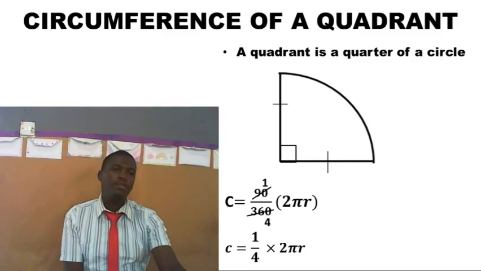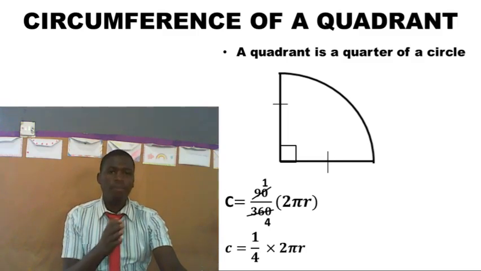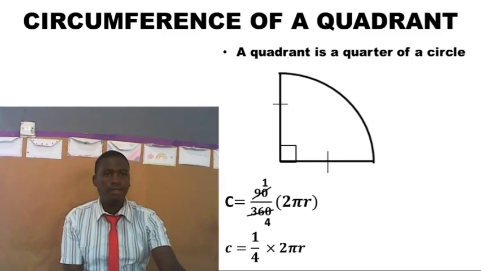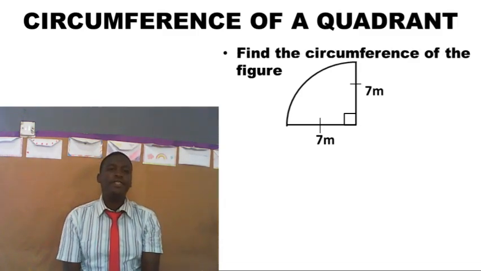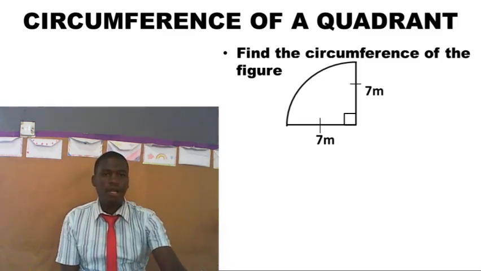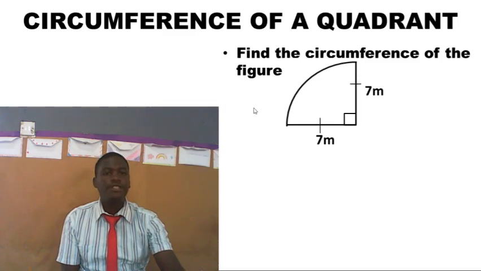So we shall begin from there. Let's look at some of the examples. Number 1 says, find the circumference of the figure. When you look at the figure, this is our radius, this is also the radius. They are the same, that's why you see this sign. And then this is our circumference.